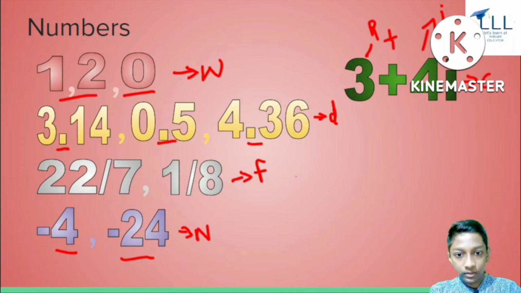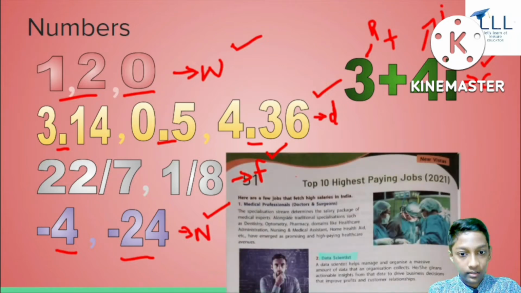In this process, we have classified numbers into different types, that is whole number, decimal, fraction, negative number, and complex numbers. This is a part of data sorting and analysis, and this is a sub-part of data science. In my GK book, I have come across that data scientist is the second most payable job in 2021.